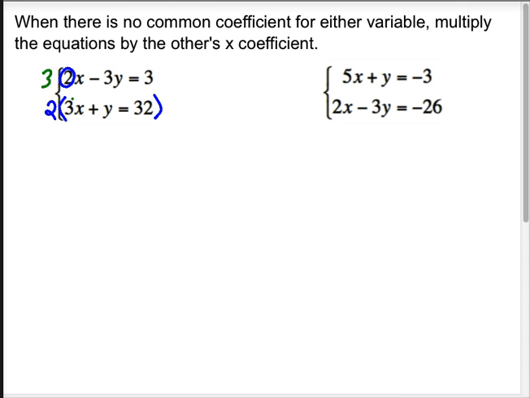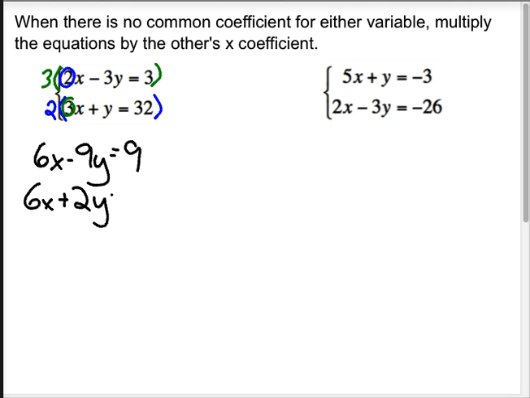I'm going to take this 3 and multiply this whole equation by it. And now, once I run that through, so 6x minus 9y equals 9, 6x plus 2y equals 64. Now look at those x's. Now I can eliminate the x. How can I do that? Well, they're the same sign, so I'm going to subtract those x's.